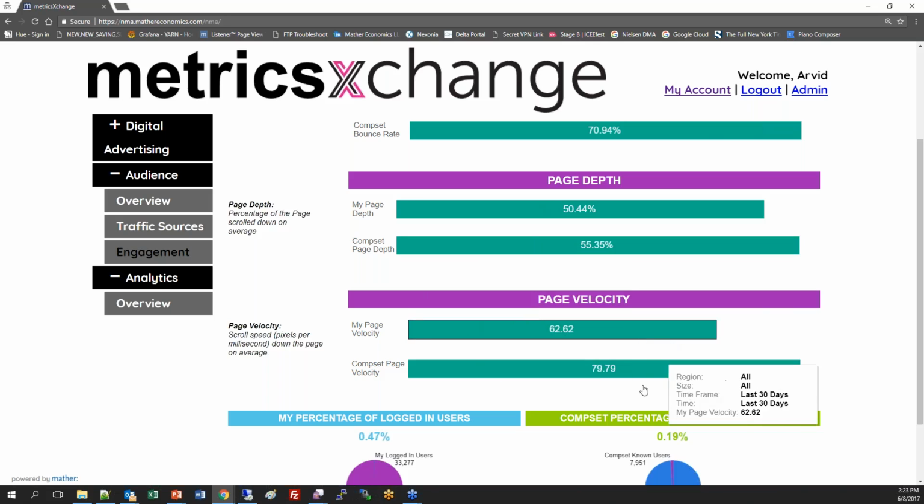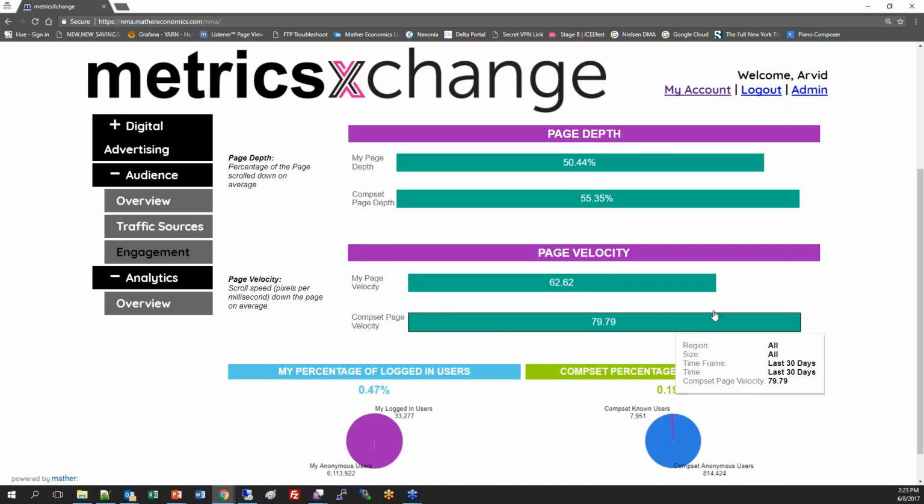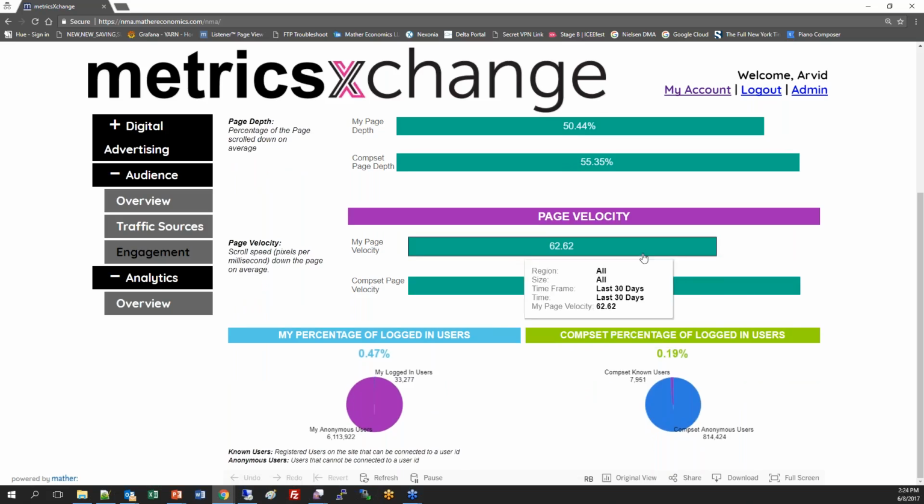And you can see velocity here as well. This is a new metric. This is essentially how fast do they scroll. So we're still trying to find what the sweet spot is here, but at least for the industry, it's about 80 pixels per second. And what that means is they're scrolling at a pace of probably several lines of text per 5 or 10 seconds or so. But I guess they do scroll slower here for my site.